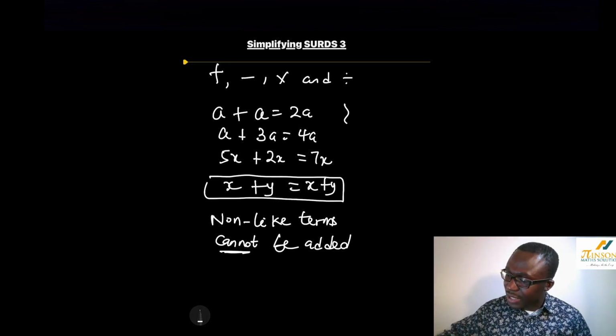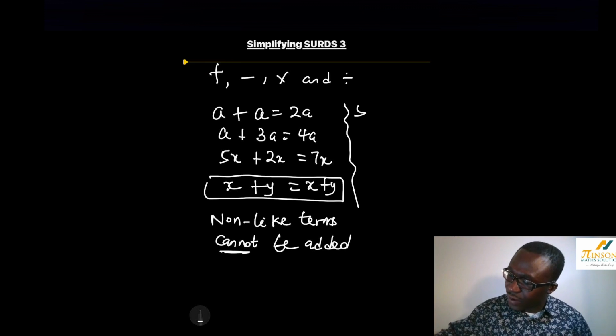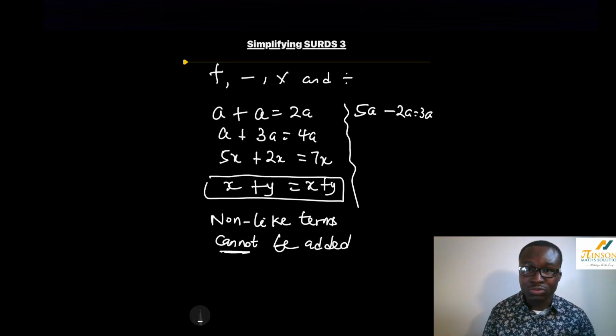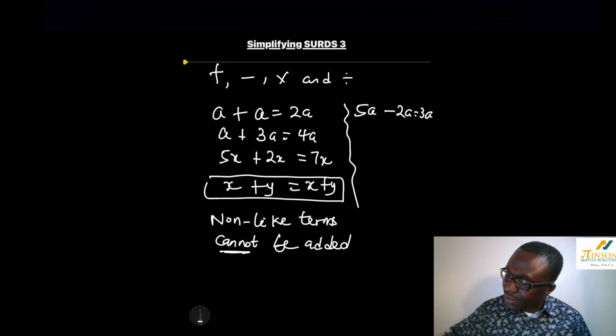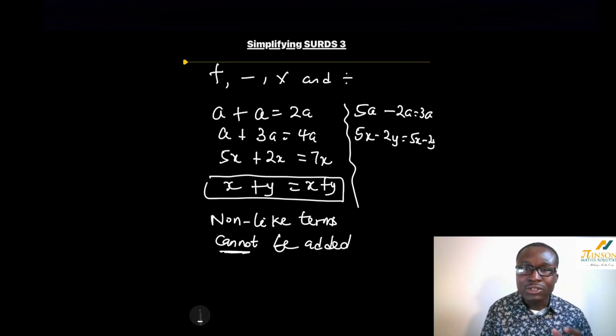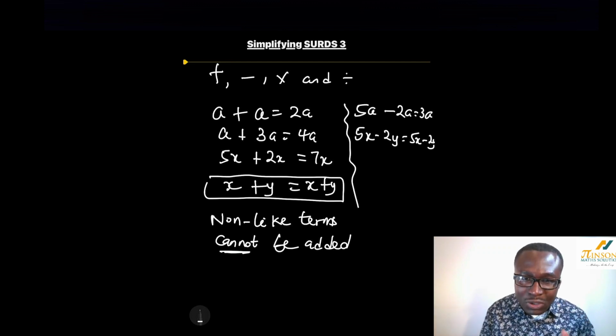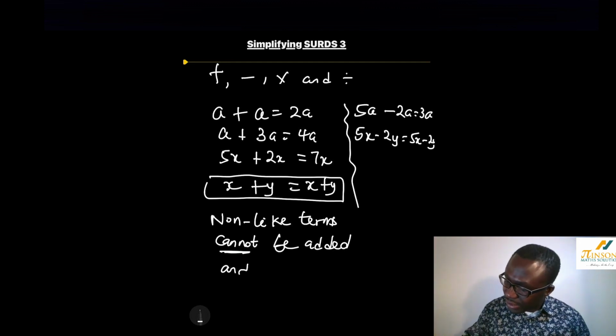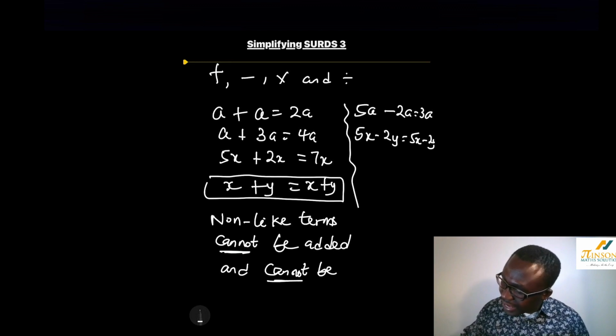When we come to subtracting, the same thing happens. If I've got 5a and I take away 2a, I'll get 3a. I can subtract like terms, but I cannot subtract non-like terms. Like this, my answer will be the same. Non-like terms cannot be added and they cannot be subtracted. The emphasis is cannot be subtracted.